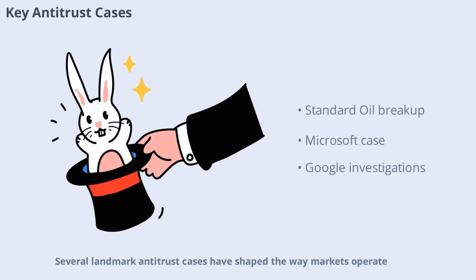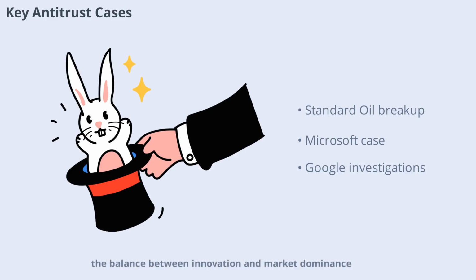Several landmark antitrust cases have shaped the way markets operate. For example, the breakup of Standard Oil in 1911 set a precedent for dealing with monopolies. More recently, cases against Microsoft and Google have focused on the tech industry's influence. These cases illustrate how regulators intervene when firms become too powerful and threaten competition. Each case provides valuable lessons about the balance between innovation and market dominance.